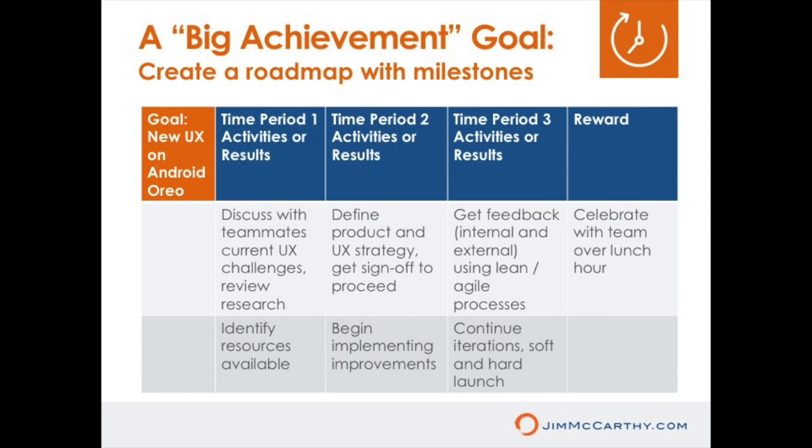So you might break it down, for example, by month, and you might say, okay, in the first month, if the goal is to do a new user experience on Android Oreo, maybe in month 1, it's discuss with teammates your current user experience challenges, review the research, and also in month 1, identify resources available to help. Okay, and that's all you do in month 1. Then month 2, you move on to the next stuff, which is, okay, activities and results, define product strategy and user experience strategy, get sign off to proceed.